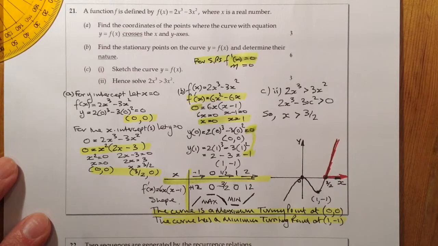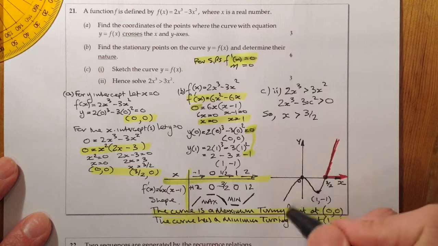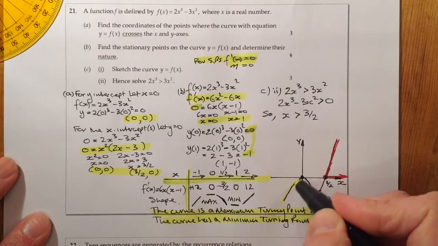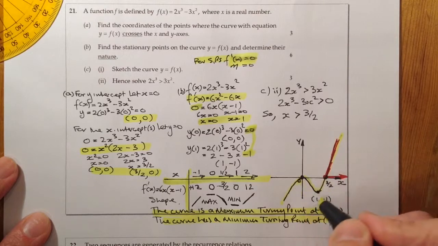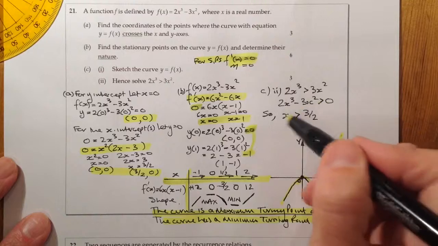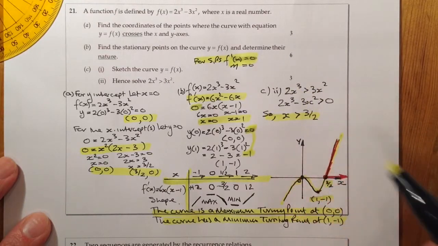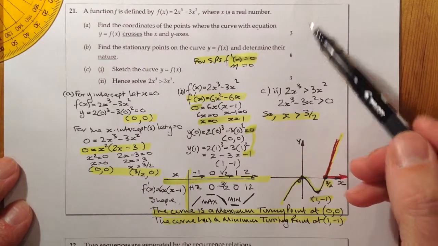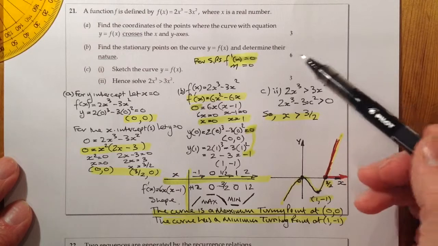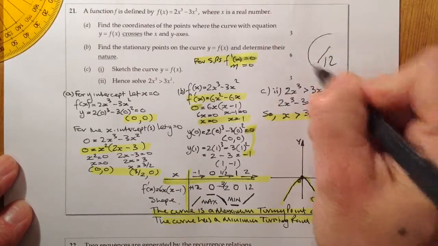For C, we'll go for 2 marks for the drawing. What we'll do is 1 mark for getting the shape correct. I'll get 1 mark for labelling the points correctly. And then finally 1 mark for sorting that out from there and stating that x is greater than 3 upon 2. So this question here is quite a high mark question. You know, 3 for part A, 6 for part B, 3 for part C. Well, that's out of 12 marks.